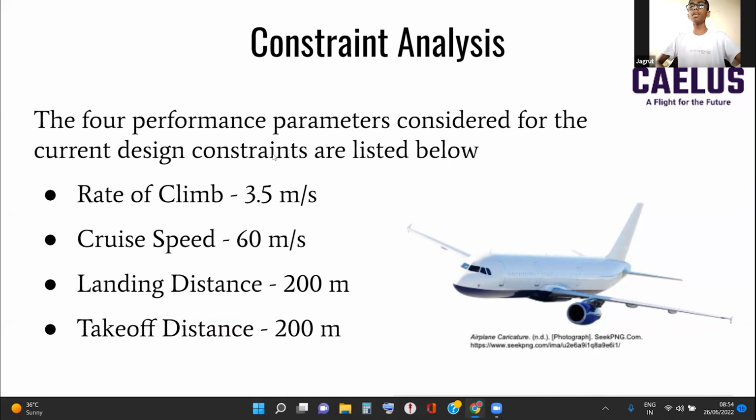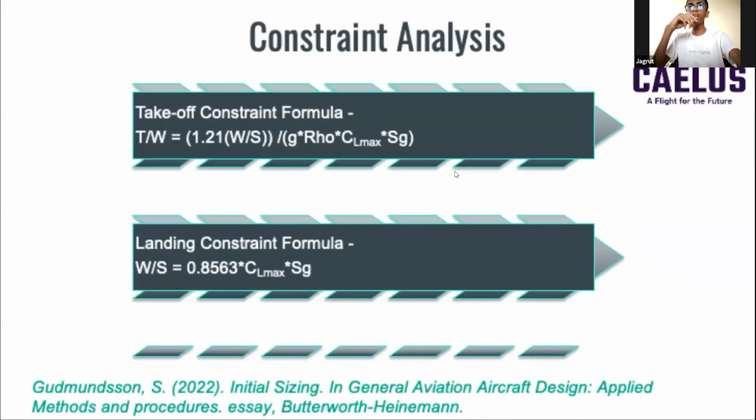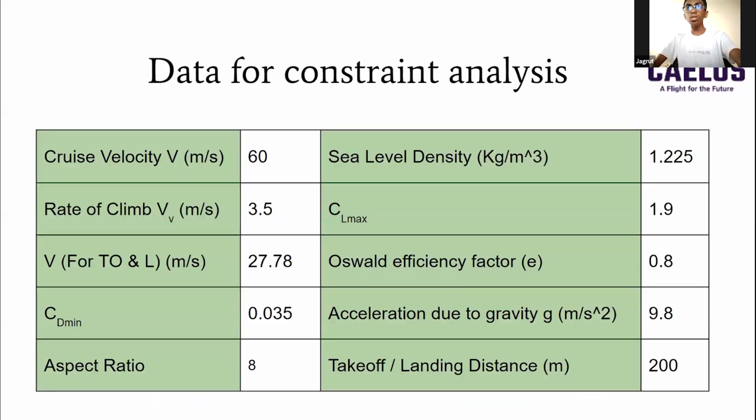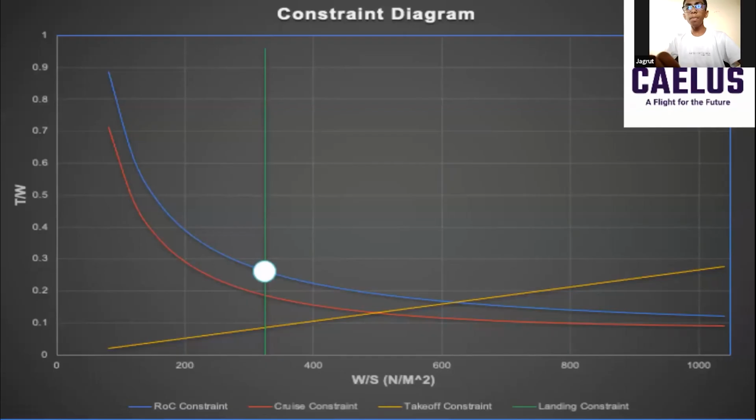For our constraint analysis, we have taken four constraints: ROC constraint, cruise constraint, takeoff constraint, and landing constraint. Now, going next to the equations, all the equations have been taken from the literature that has been mentioned below. So, to perform constraint analysis, we have taken this data, that is cruise velocity, rate of climb, air speeds, drag, minimum drag coefficient, aspect ratio, sea level density, maximum lift, Oswald efficiency factor, acceleration due to gravity, takeoff and landing distance. So by performing the constraint analysis, we have come to the conclusion using this diagram.